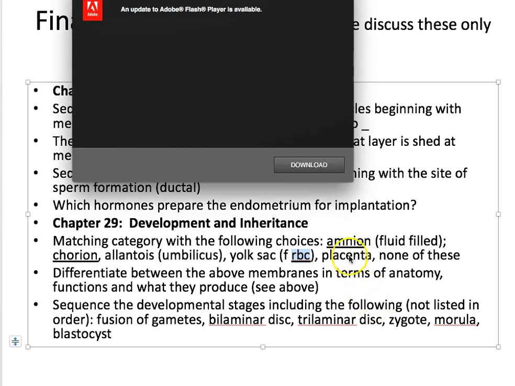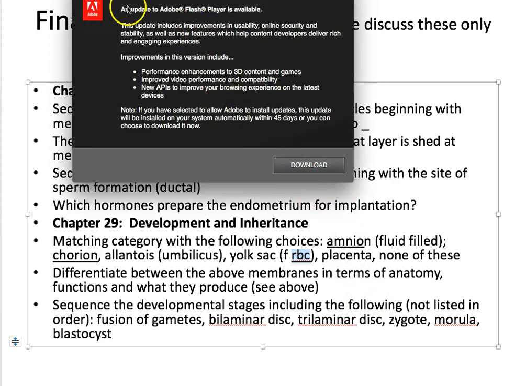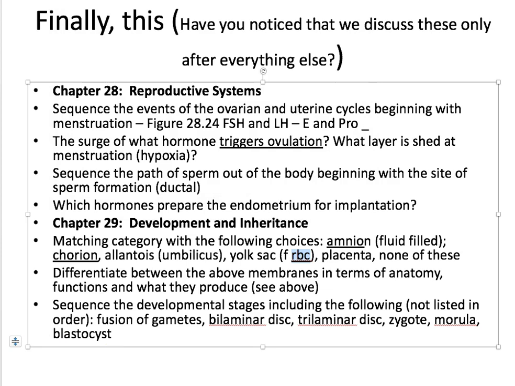I'm getting updates. I'm not sure I want this right now. Let's get rid of you, even though I think you're probably going to be important, but not right now. Let's hit pause. Okay, sorry about the technical difficulty there.